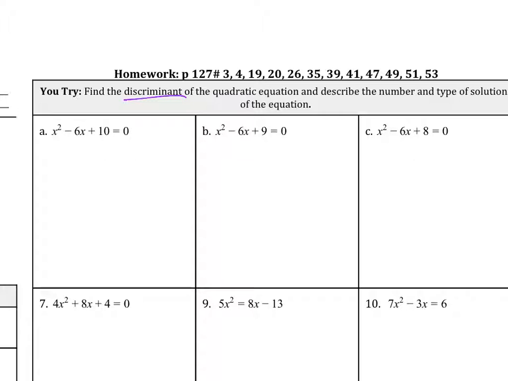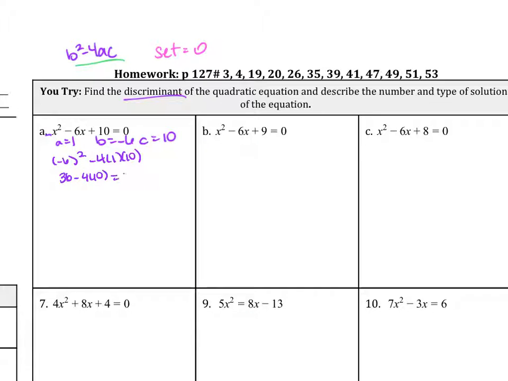Now the discriminant, we're using b squared minus 4ac. Remember to set each equation equal to 0 if it's not already set equal to 0, so you can identify a, b, and c. So let's identify a, b, and c. A is the 1, B is negative 6, and C is 10. Now we're going to plug it into this b squared minus 4ac. So this is negative 6 squared minus 4 times a, which is 1, times c, which is 10. So this is 36 minus 4 times 10, or 36 minus 40, which is negative 4.